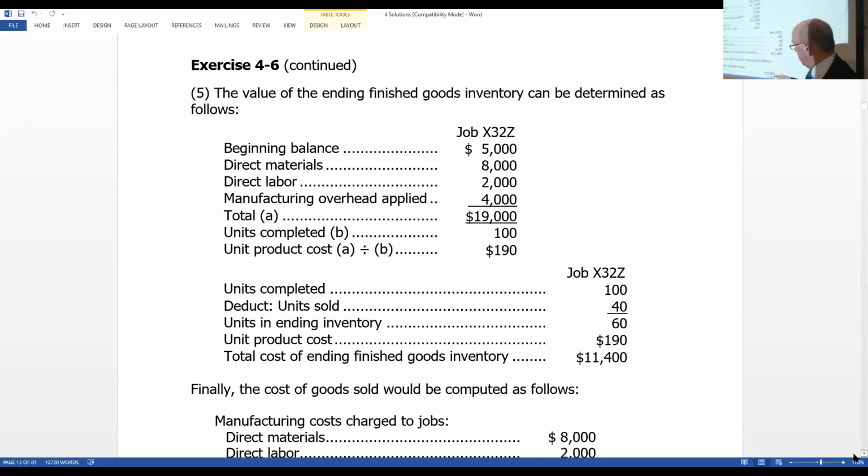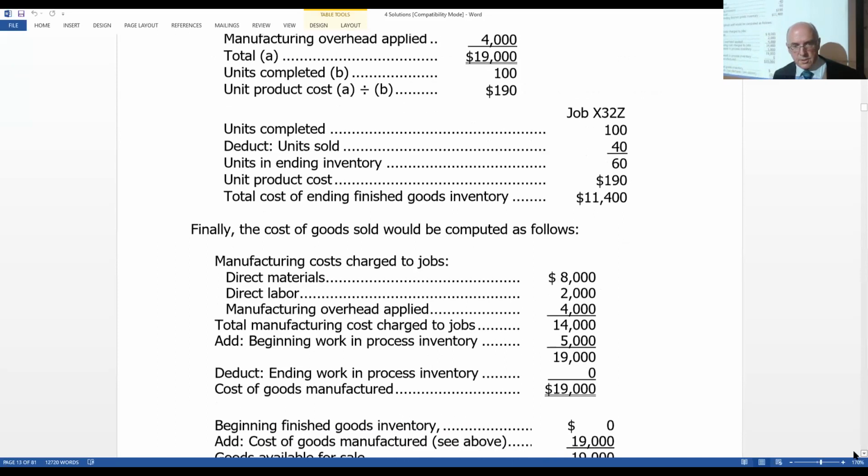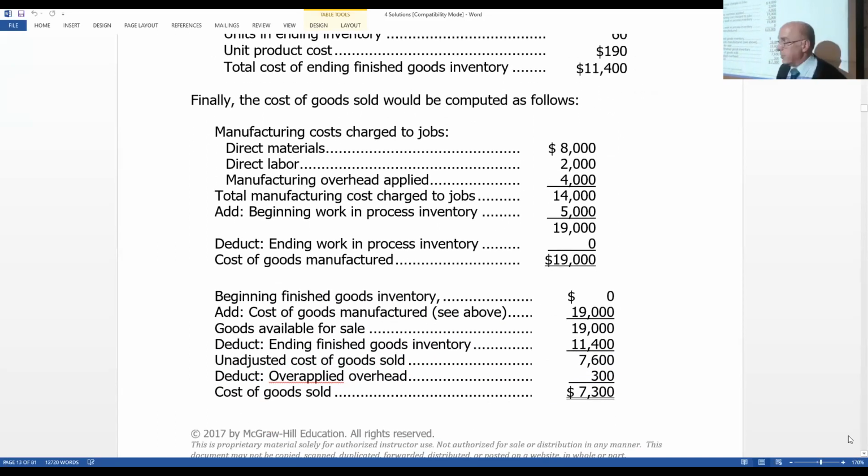Then cost of goods sold. We had, let's scroll up here. You can see up there too, 8,000. Yeah, it's 8,000 up there too. A lot of this is just repeated. Direct material, 8, direct labor, then manufacturing overhead applied, and then the beginning work in process. You had a total of 14,000 charged to jobs plus the 5,000 you had at the beginning, gives you 19,000 at the end. There was nothing in process at the end because everything was finished, so 19,000 would be the cost of goods manufactured.